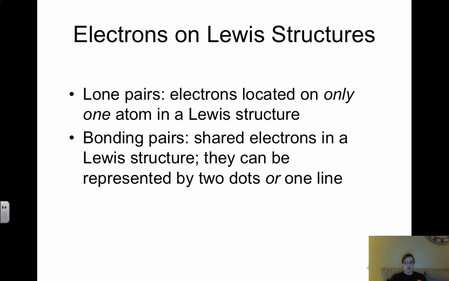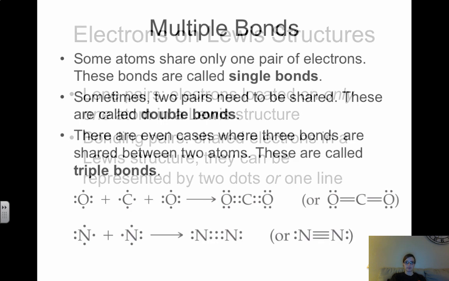Okay, within Lewis structures, we have lone pairs. Lone pairs are the electrons located on only one of the atoms. And then we have bonding pairs, which are the shared electrons within the bond. They can be represented by 2 dots or by 1 line. It's important to distinguish between these terms because we're going to focus on this once we get into formal charge and once we get into shapes.